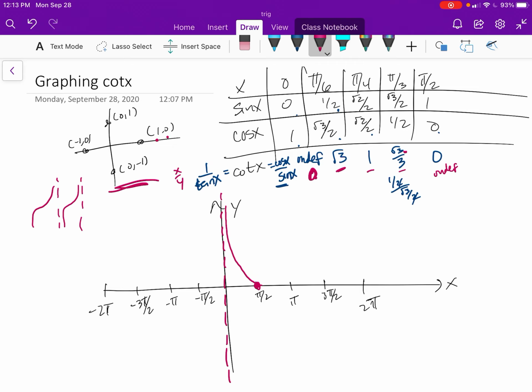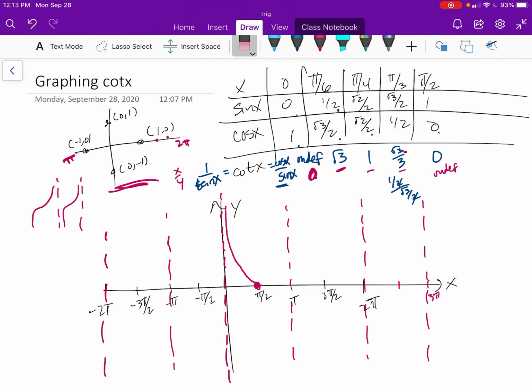But then at the angle here at pi, I would have negative 1 over 0, which is also undefined. And then at 2 pi, I'd have 1 over 0 again, undefined. So every single pi, over here at 3 pi, I'm going to have a vertical asymptote. And that would hold true in the negative direction as well. Again, maybe I should have switched colors. That's okay. I'll erase that really quick.